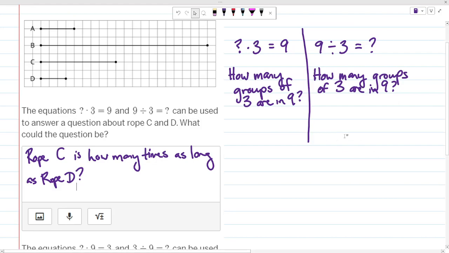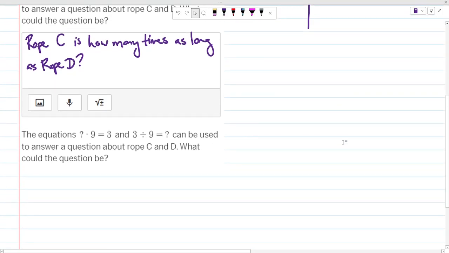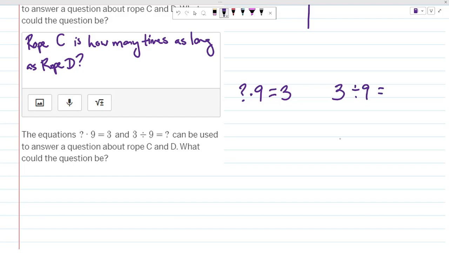Now let's look at the next question. We have the equations question mark times 9 equals 3 and 3 divided by 9 equals question mark. And again, we want to see what the question is that we could ask about rope C and rope D. Well, these equations ask how many groups of 9 are in 3.